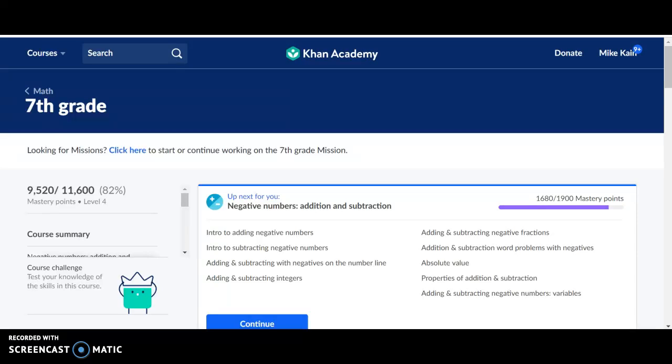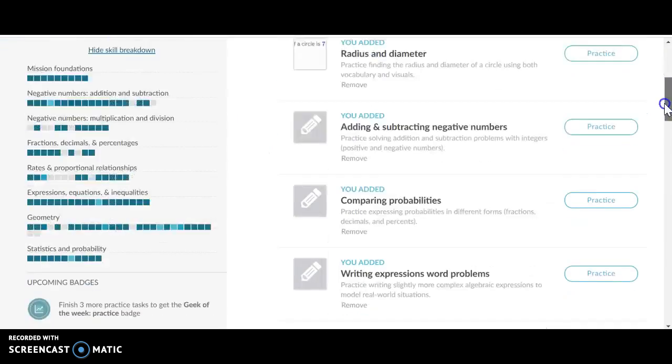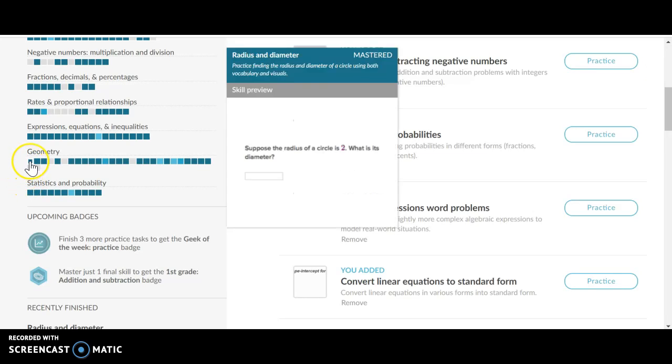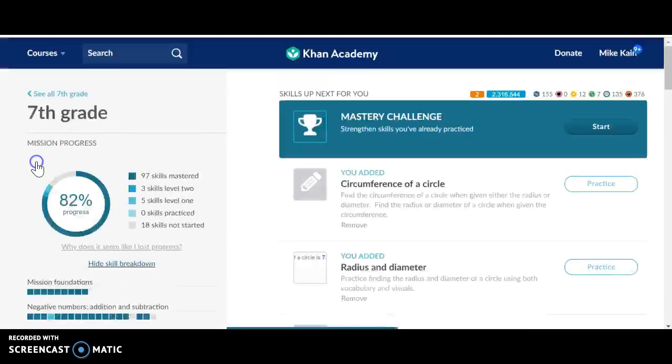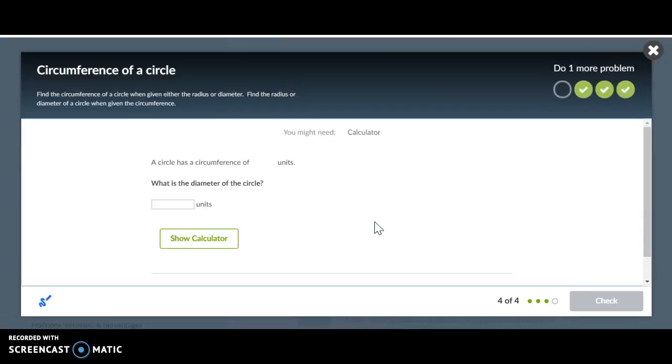Alright, hello everyone. Today we are going to be talking about calculating the circumference of a circle and things related to that. So let's take a look first of all at our 7th grade mission. This is a 7th grade concept. We are going to scroll down to our geometry. And we did radius and diameter, and we're going to give a click to circumference of a circle, and it should pop right up in the front for you.